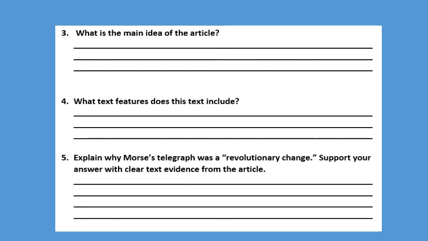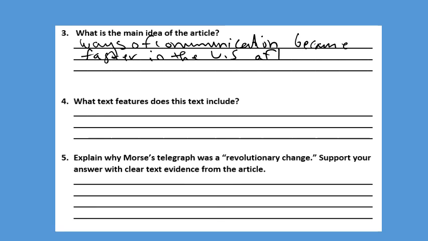Question number 3. What is the main idea of the article? This text is about how the ways of communication became faster in the US after 1850. Question number 4. What text features does this text include? This text has a map and headings.